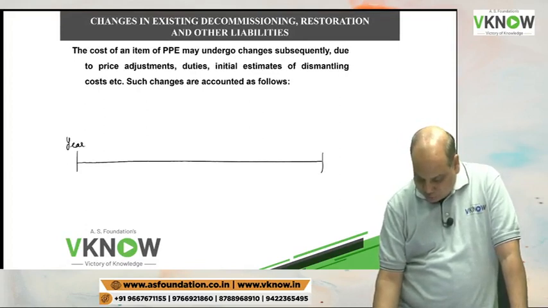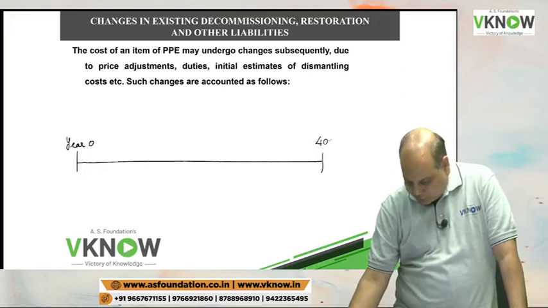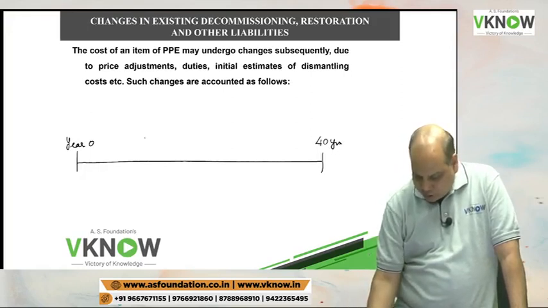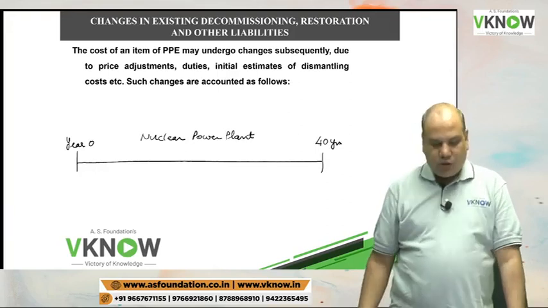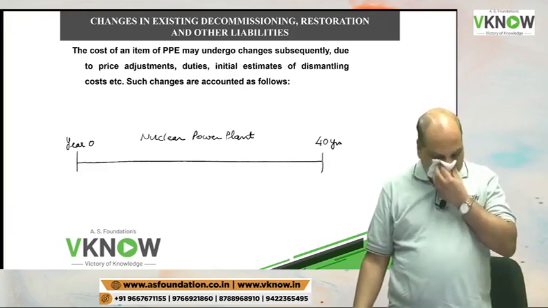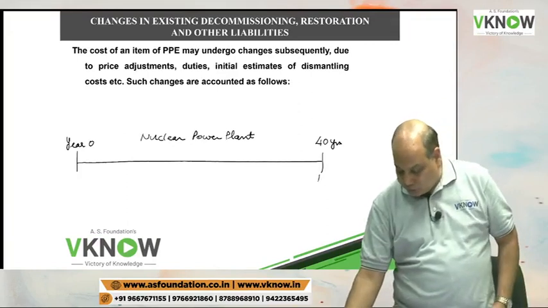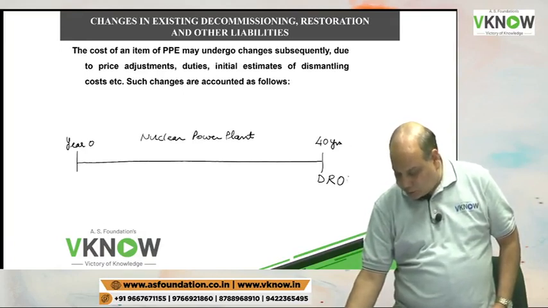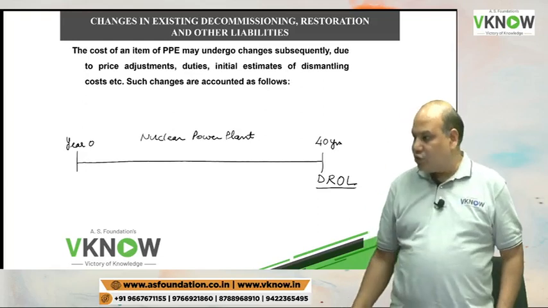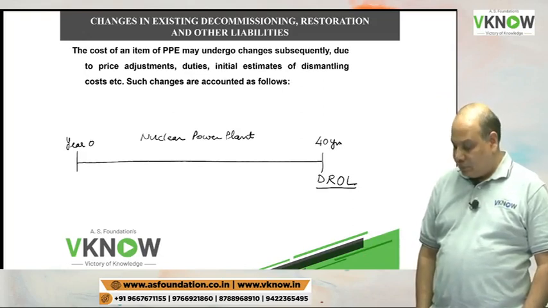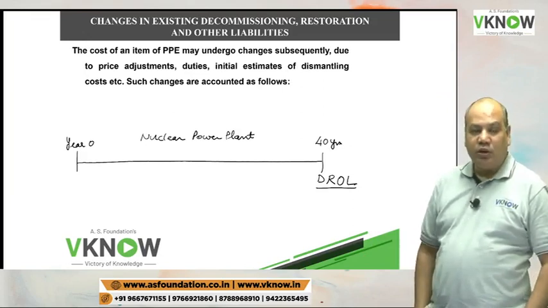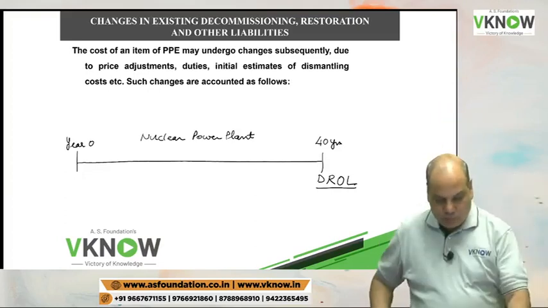Year 0, 40 years. You are constructing a nuclear power plant, and after 40 years, you have a decommissioning, restoration, and other liability, which in short I will write DROL. Decommissioning, restoration, and other liabilities, DROL. Okay.